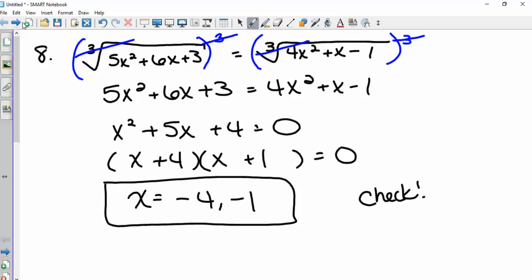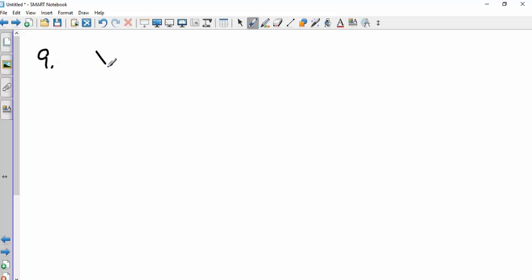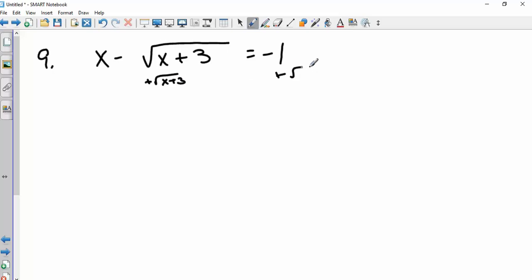Question number 9. This is the one I did change from what was originally on the study guide. So we have a radical in here. First step is to isolate that radical. So I need the radical on one side, everything without it on the other. Two ways of doing that: I can either subtract over my x and then divide by a negative, or I could add over my radical and add over my 1. So I'm just going to add this.